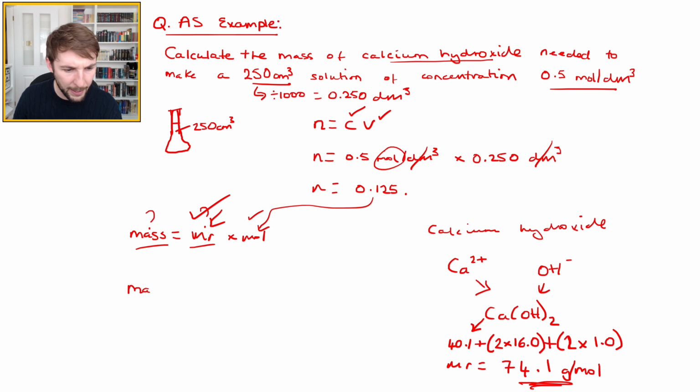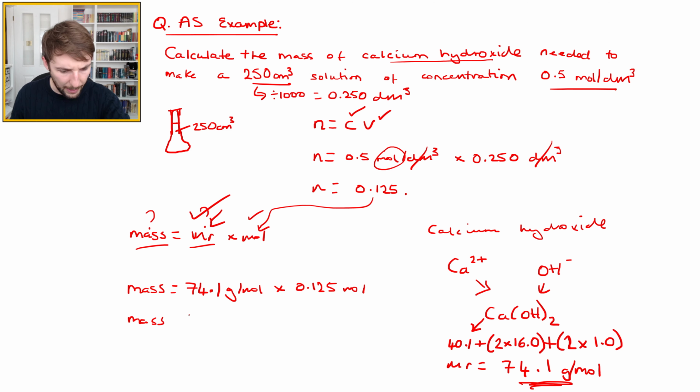So our mass is equal to 74.1 grams per mole multiplied by the number of moles, which we have got here as 0.125 moles. So an eighth of that. Let's work out what that mass is. And I've got a mass, I hope this is correct, of 9.2625 grams. There we go.